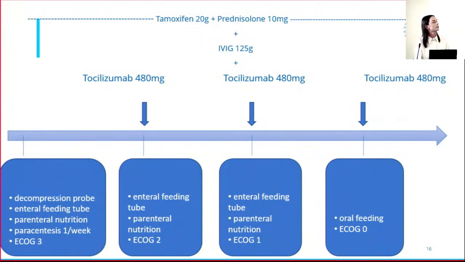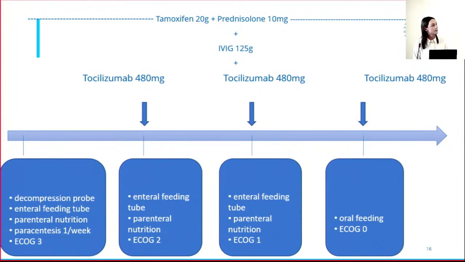How did the immunotherapy effectiveness look clinically? So one more time, before we started to use tocilizumab, the patient was with a compression probe. Feeding was provided only via tube and parenterally. Paracentesis was performed once a week, and her ECOG score was 3. Even after the first dose of tocilizumab, she didn't need a compression probe or paracentesis, but still was fed via tube and parenterally, and her ECOG was 2.